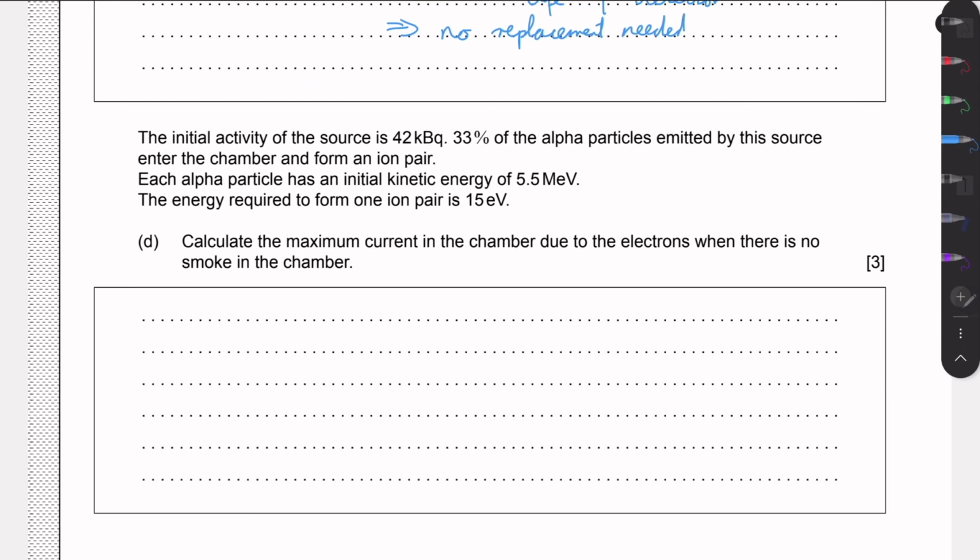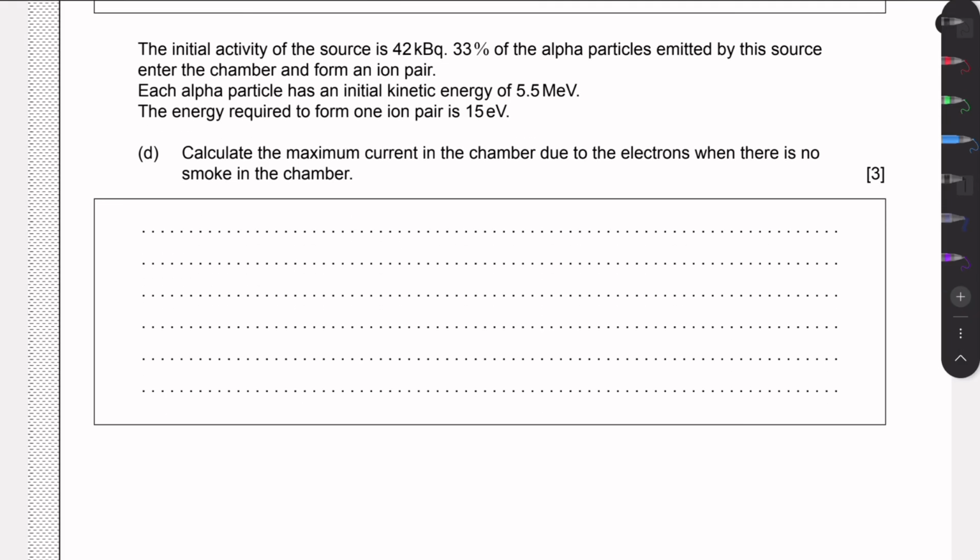And then we are told the initial activity of our source. We're told that only 33% of the alpha particles form an ion pair. We're given the energy of one alpha particle, and we also have how much energy is needed to form an ion pair. And we need to calculate the maximum current in the chamber due to the electrons. So firstly, if we calculate the amount of charge we have, then that's already kind of the current we will be having. So we need to somewhat determine how many ions are being formed.